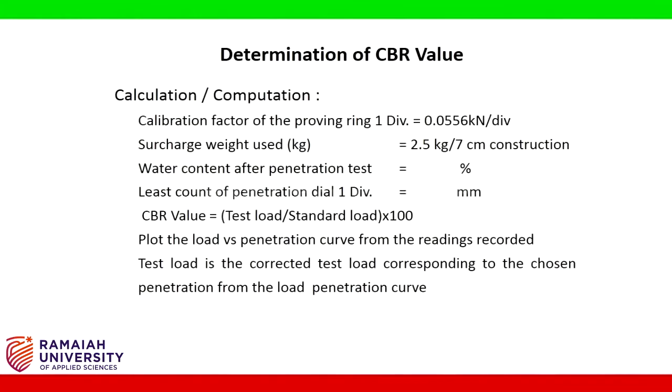Calculations and computations. Calibration factor of the proving ring: 1 division equals 0.0556 kN per division. Surcharge weight used: 2.5 kg, that is 1 cm construction. Water content after penetration test in percentage. Least count of penetration dial: 1 division in mm.